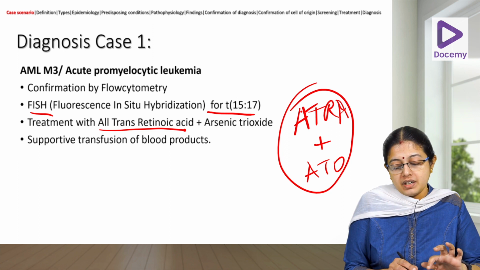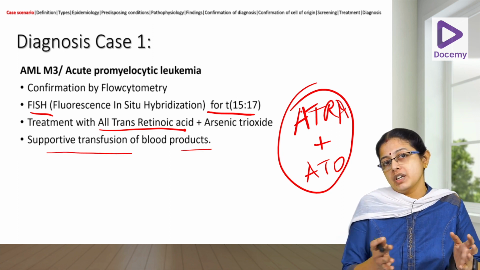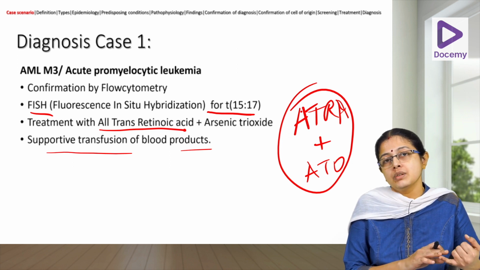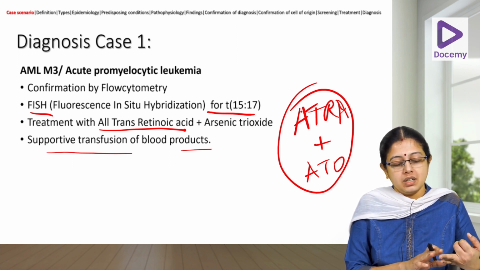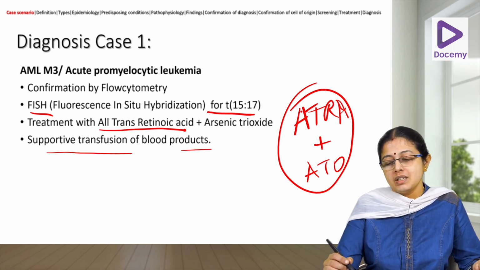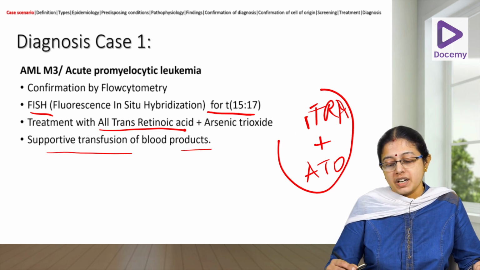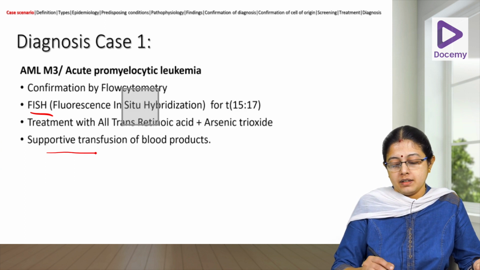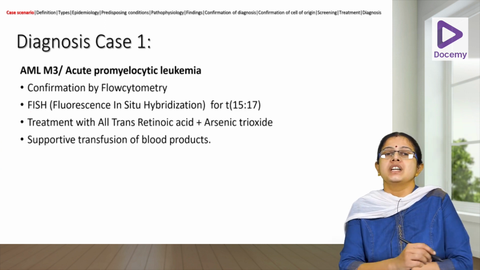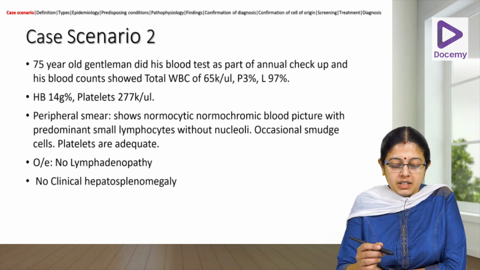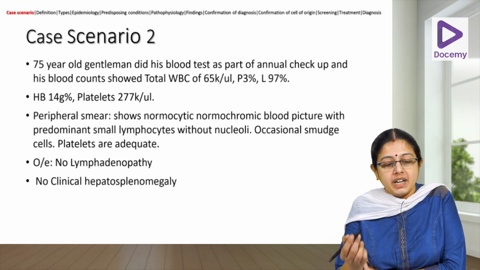Now, supportive transfusion of blood products. To control the bleed, you'll have to give platelet transfusions. If the patient is having anemia, you need to give blood, PRBC. For control of the DIC, the patient will require cryoprecipitate and fresh frozen plasma, so that the patient's life can be saved. Now, coming to the next case scenario.